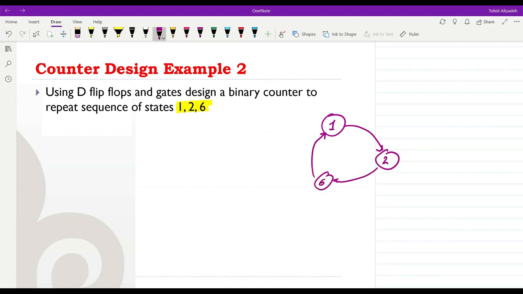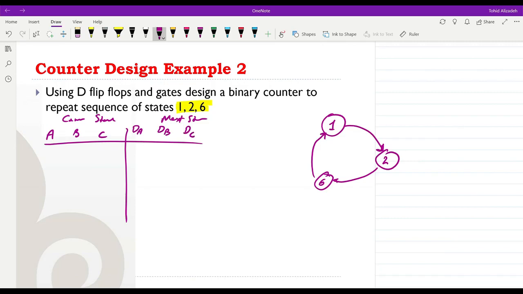So we start from scratch. We can form the state table. We would need to have 3 bits, A, B, C, for the current state, and for the next state we will have DA, DB, and DC, or A at t plus 1, B at t plus 1, and C at t plus 1. We'll start from 0, 0, 1, and the next state will be 0, 1, 0.